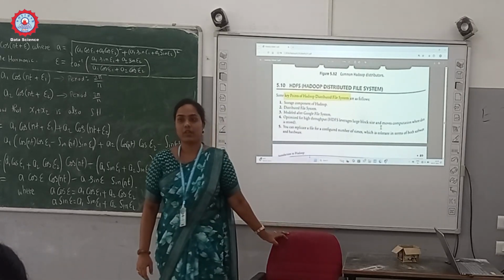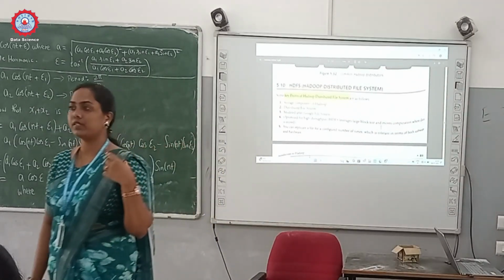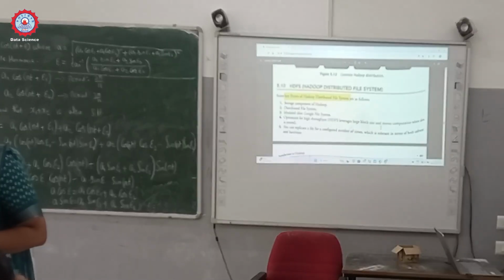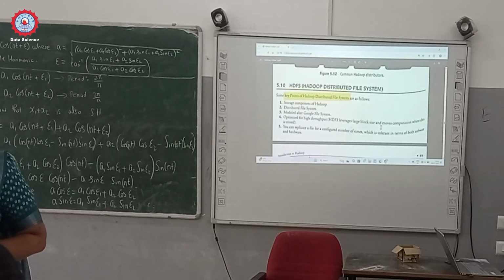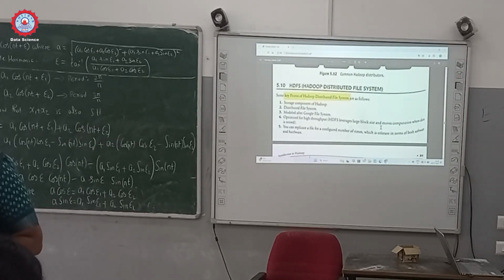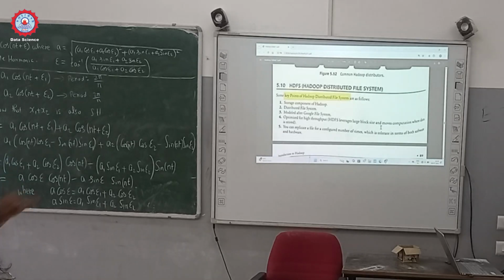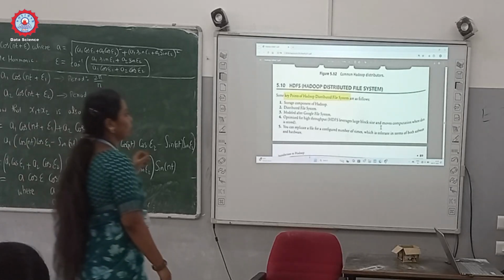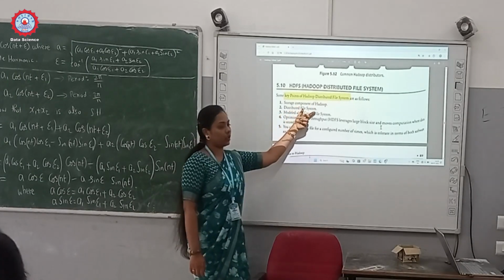Okay. So until that it's clear, right? Shall we go for HDFS? So HDFS is number. Hadoop distributed file system. So why are we going for that? Big data storage. For the storage purpose, we are going for HDFS, which is going to store the components of Hadoop.